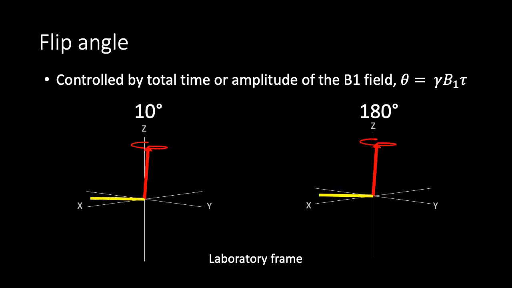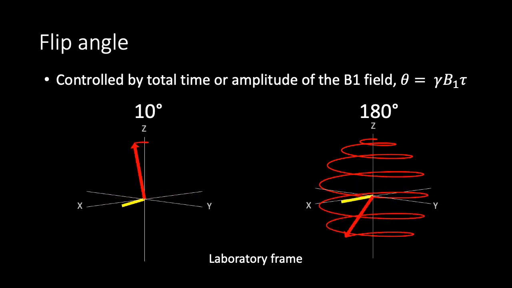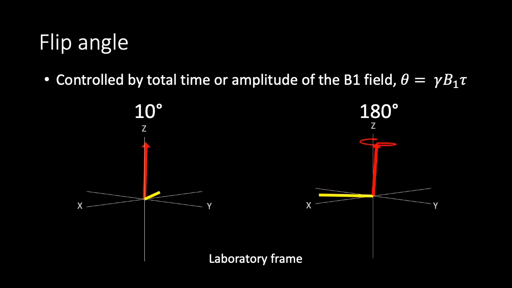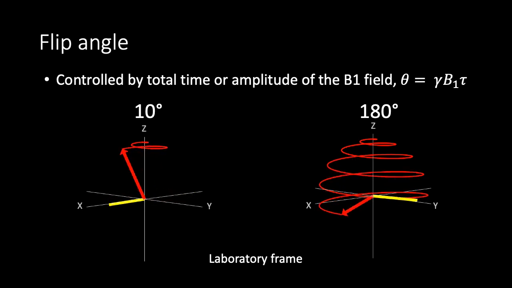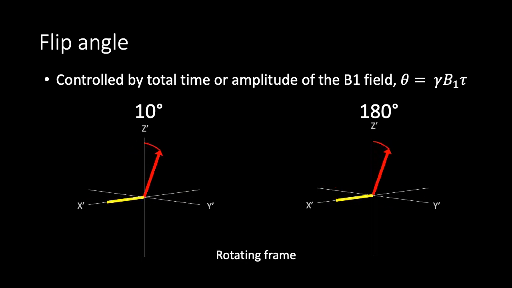And we can control exactly how much we tip the magnetization. So here I'm showing two extremes, a small 10-degree flip angle versus a 180-degree inversion pulse. And the way we control this is either by changing the amount of time that we apply our B1 field, or by changing the strength of our B1 field. And again, we can turn this into the rotating reference frame, which is much easier to visualize. So you can see the difference between that small 10-degree flip angle compared to that large 180-degree inversion pulse.